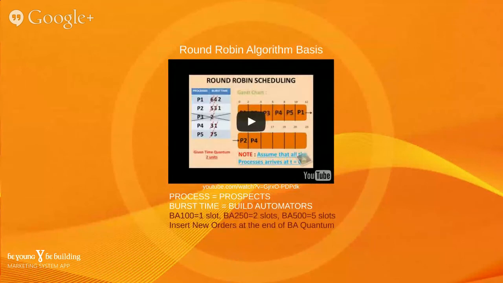That's the number of prospects you're going to get when it's your turn in the queue. A VA 100 will give you 1, the 250 gets you 2, and the VA 500 gets you 5. I'm sorry, I said 3 earlier. That was a mistake. And all new orders are inserted at the end of the queue.